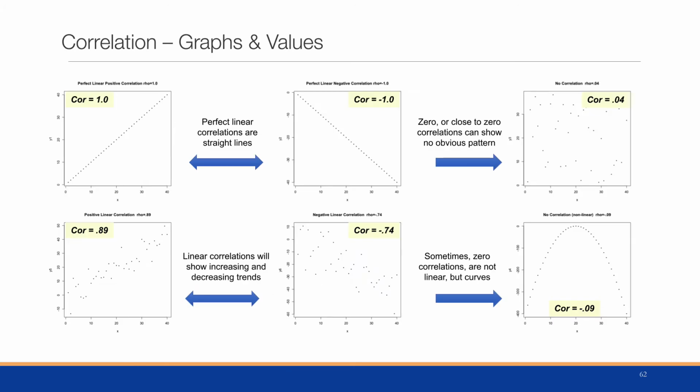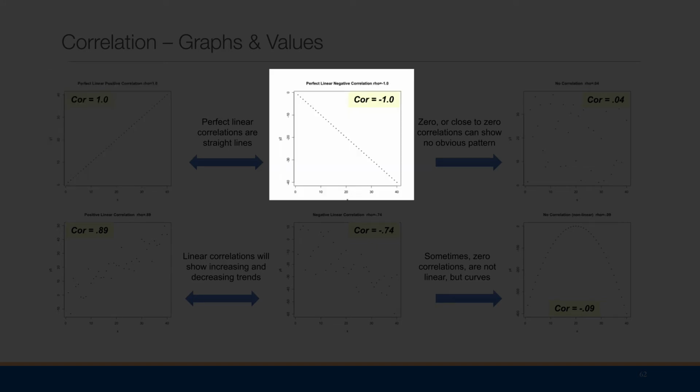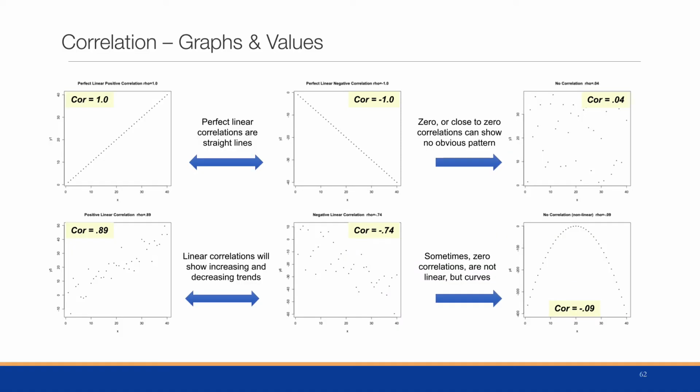Here's what some of these look like graphically. If you have a correlation of 1, it will be a perfect straight line. And if it's a correlation of negative 1, it'll also be a perfect straight line. One will be going up, the other will be going down. These are called perfect linear correlations.